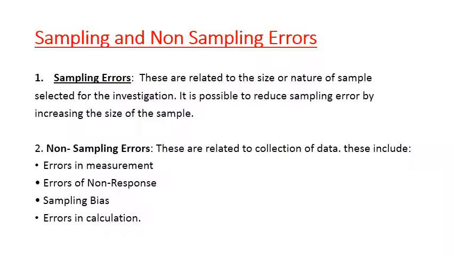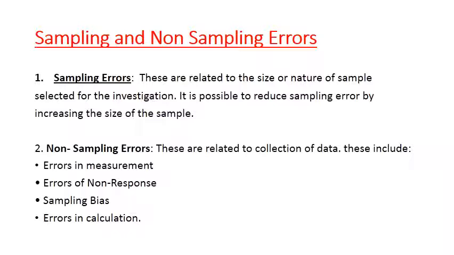In sampling, there is a possibility of errors, and those errors are divided into two: sampling errors and non-sampling errors. As we know, in sampling we are investigating only a portion of the population, and when conclusions are drawn from that sample, those results are taken as results of the whole population. But for that it is very important to have a representative sample.